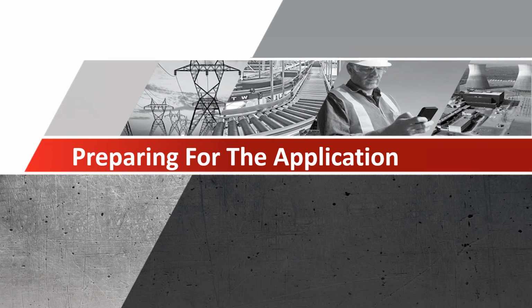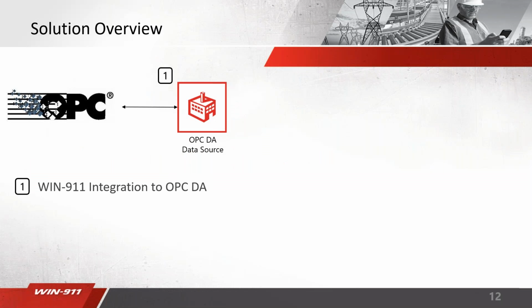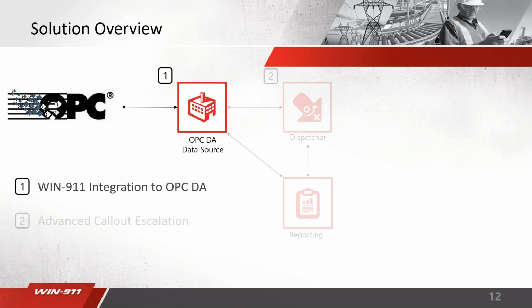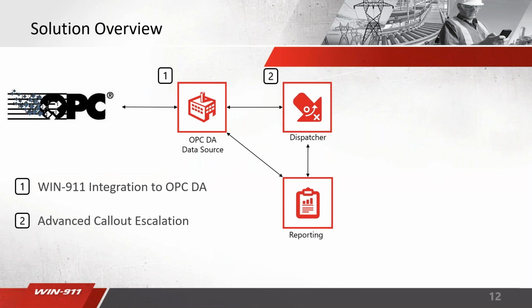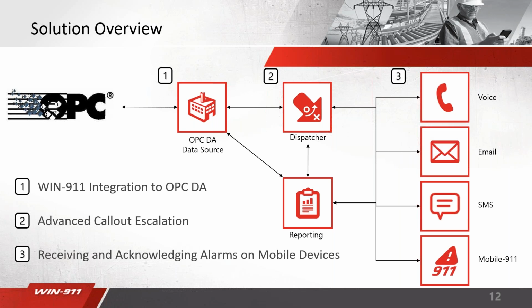All right, preparing for the application. So this is just a quick overview. OPC, that's your data source, talks to the dispatcher. Dispatcher talks to reporting, and reporting can request information from OPC as well to get values for tags or alarm points. The dispatcher is also going to handle that advanced call-out escalation and send those alarm notifications to the notifier type you've selected, right? Voice, email, SMS, or the mobile app.